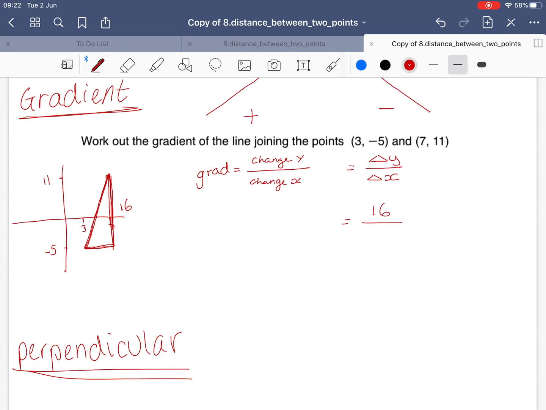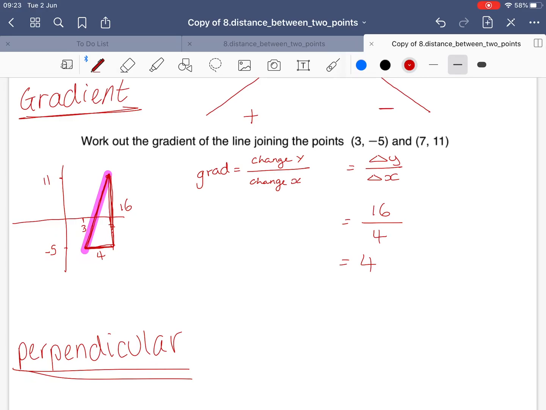And my change in x is going to be this length. So from 3 to 7 is 4. So my gradient is 16 over 4, which is 4. So the gradient of this first straight line, this line here, is 4. So it's got a steepness of 4.